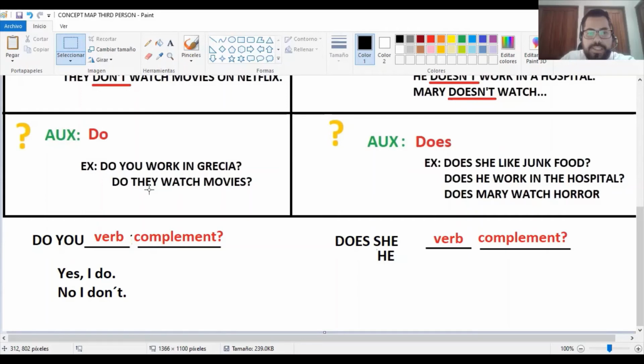Do you work in Grecia? Look at that. Do you work in Grecia? Do you like pizza? Do you like reggaeton music? Okay, do you like mondongo, for example, talking about food? Yeah, many people don't like it. So look at that. In this case, guys, we need do you plus a verb y un complemento, guys.